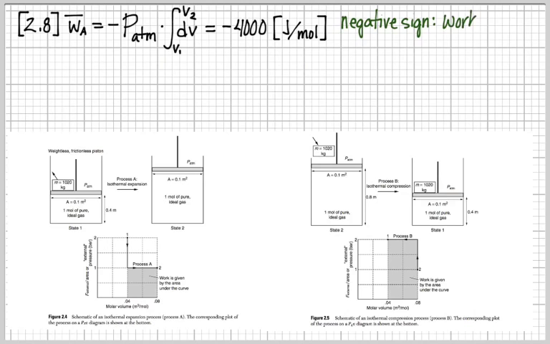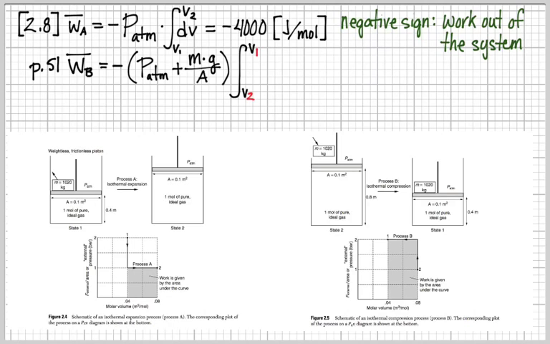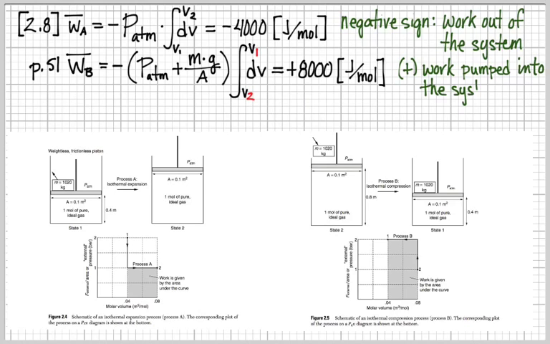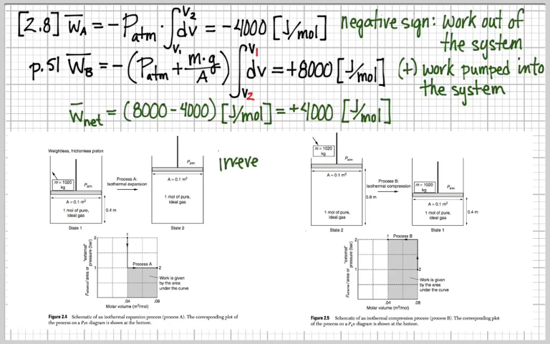And now I'm going to keep going and say, okay, work is leaving the system. So if I look over at work of path B, the isothermal compression, I notice that my path direction changes. The direction changes, and instead of going from V1 to V2, I go from V2 to V1 in my integral, and I have a net positive change of energy, 8,000 joules per mole, pumped into the system. Positive energy going into the system is positive.